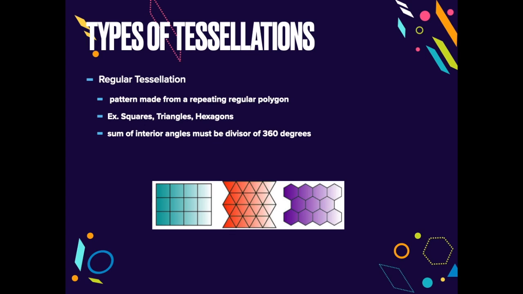Next, let's talk about the types of tessellations. One type is called a regular tessellation, which is a pattern made from a repeating regular polygon. Some examples are squares, triangles, and hexagons. A shape can only be a regular tessellation when its interior angle is a divisor of 360 degrees. So in the picture, you can see a square, triangle, and hexagon. Squares have an interior angle of 90 degrees, which is a divisor of 360. The same goes for the equilateral triangle, which has a 60-degree interior angle. Hexagons have an interior angle of 120 degrees, which also makes it a regular tessellation.